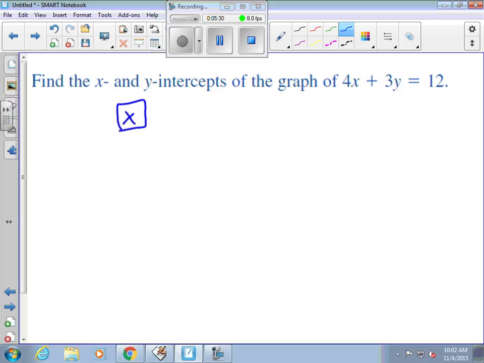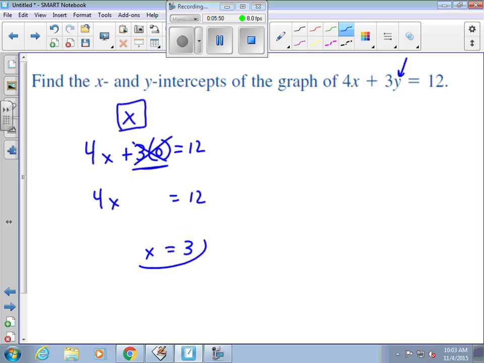When you're looking for the x-intercept, you plug in 0 for the opposite one, which is y. So you have an equation that says 4x plus 3 times 0 is equal to 12. Remember, anything times 0 cancels that part out. That leaves you simply with 4x equals 12. When you divide by 4 on both sides, your x-intercept is 3.